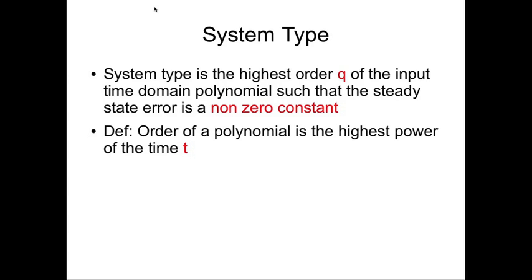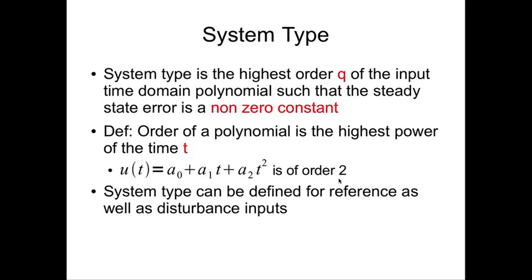So, definition: the order of a time domain polynomial is the highest power of the time t. For example, here u of t is a0 plus a1t plus a2t squared. Since the highest power of t in this input polynomial is 2, the order of this polynomial is 2. Now if you send this input to a system and you get a non-zero constant as steady state error, then the system type is 2. System type can be defined both for reference input as well as all disturbance inputs.